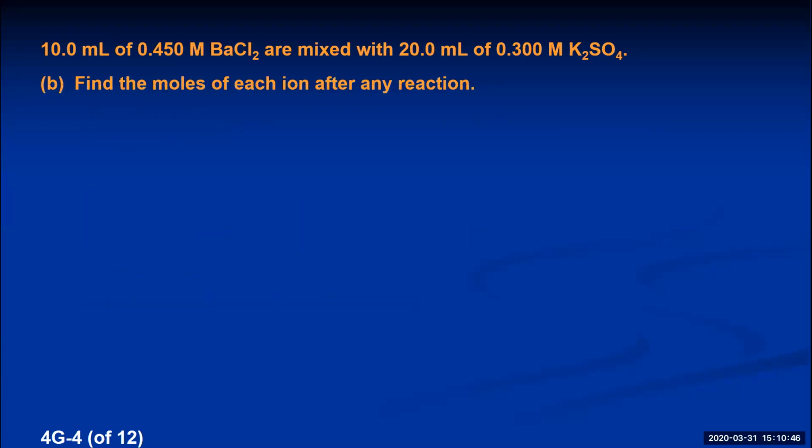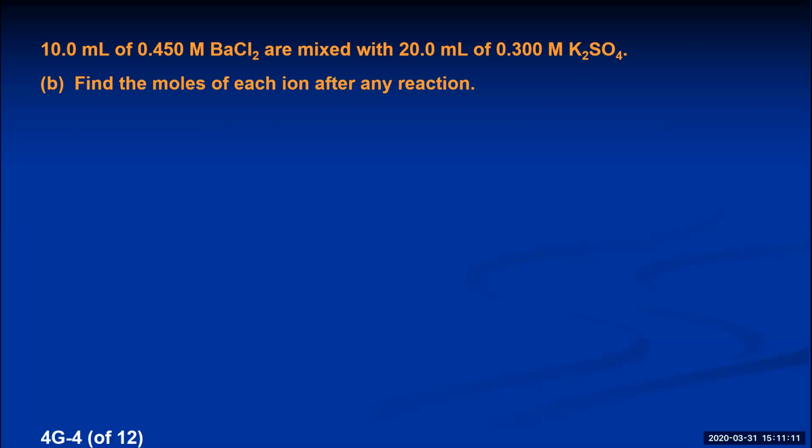Find the moles of each ion after any reaction. So now when you mix solutions together, sometimes a chemical reaction takes place. If we look at what may be reacting, we're mixing together barium chloride and potassium sulfate. Those are 2 compounds. What type of reactions did we learn about when 2 compounds react? Those would be exchange reactions. They either form a precipitate or a water or a gas.